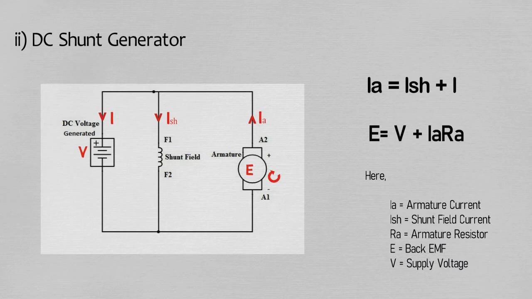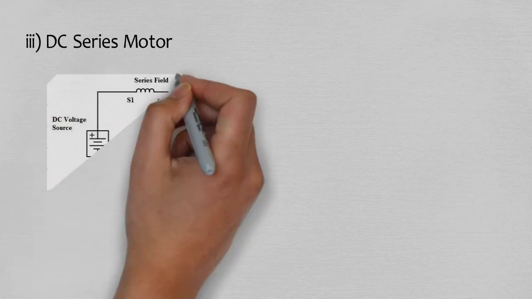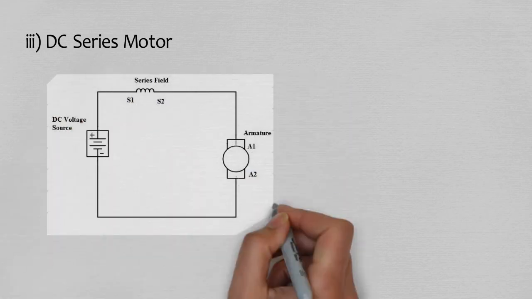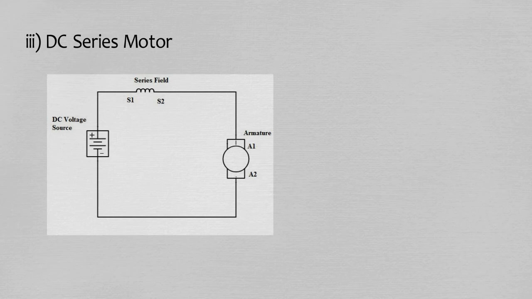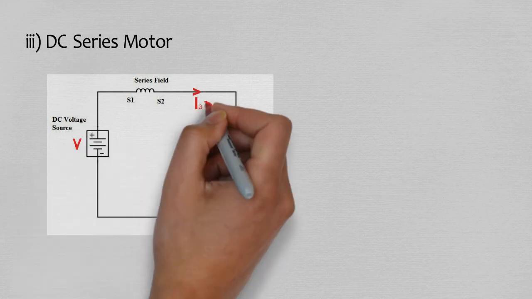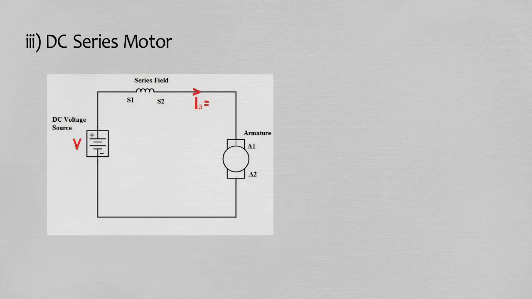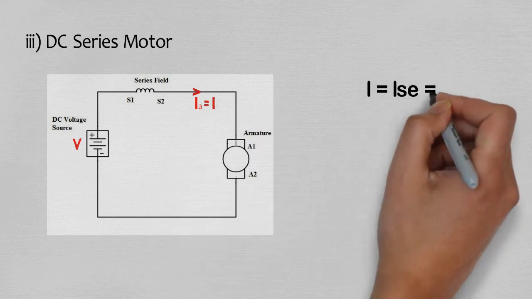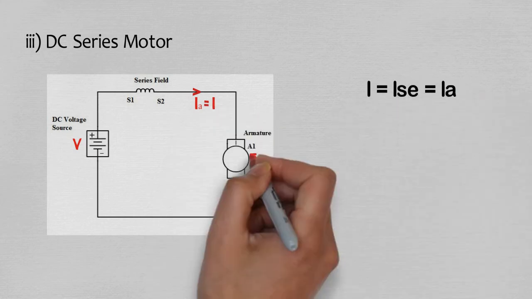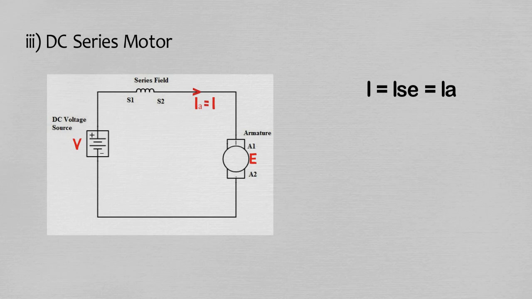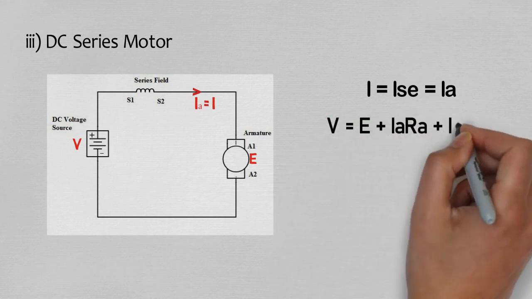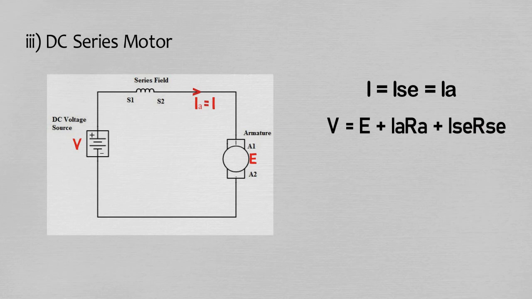Third is DC series motor. This series motor is fed by voltage V. As it is connected in series, source current and armature current will be the same. At the same time, back EMF E will be produced in the armature, and so terminal voltage is the summation of back EMF, armature resistor drop and series resistor drop.